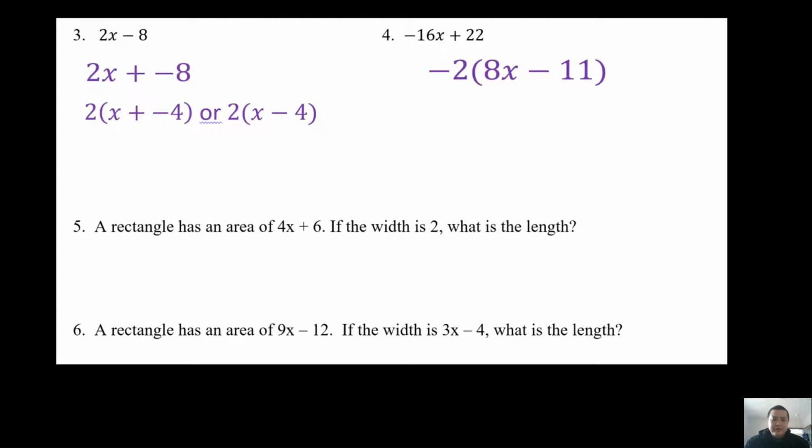Question number 5 says that a rectangle has an area of 4x plus 6. The width is 2. What is the length? So what I'm going to do is draw this rectangle, just like that. And I'm going to split it into two parts. And I'm going to say that the first part has an area of 4x.